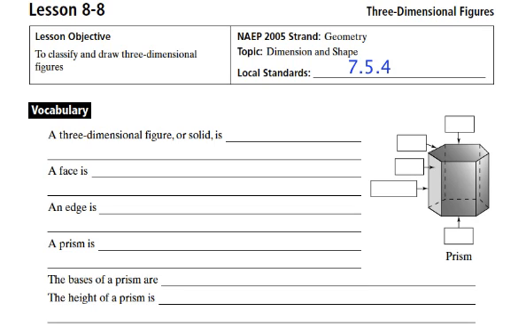Today's lesson is on three-dimensional figures. The Indiana Academic Standard that this is somewhat associated with is 7.5.4. 7.5.4 deals more with actually finding the volume and surface area. We're not going to be doing that today. Today's mainly being able to identify three-dimensional figures and to be able to identify parts of three-dimensional figures.